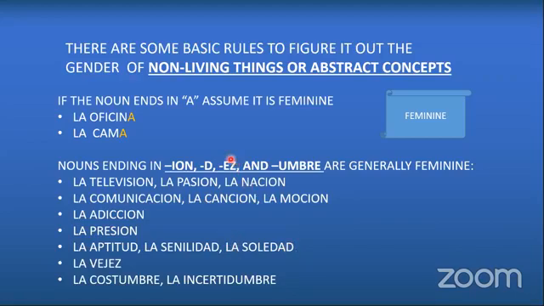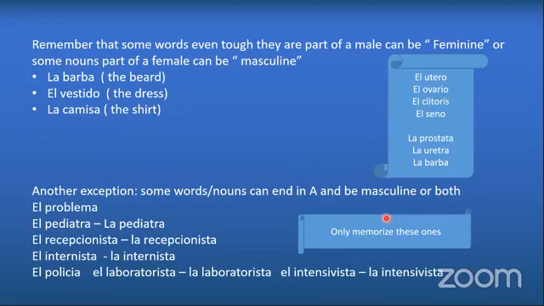We said also some words ending in EZ. La vejez, the old age. La vejez. You see the ending, the article is going to be la. And we said also the ones that end in umbre, not hombre, umbre. La costumbre, la incertidumbre. Very good. Let's see the next one here.